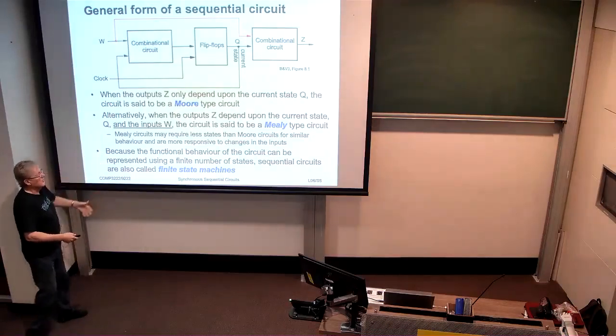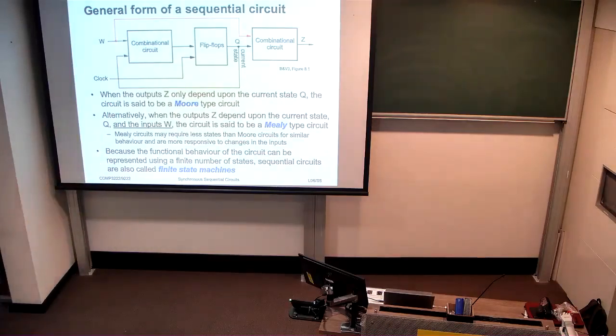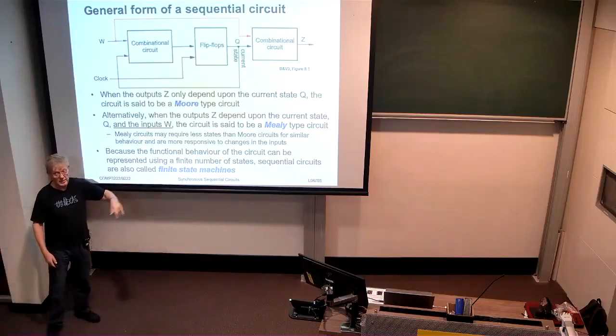The functional behavior of a circuit is defined by this set of flip-flops. Obviously, for any circuit that we build, there's a fixed number of flip-flops there, and therefore there's a finite number of states that this circuit can have. And hence another name that's given to this general class, these synchronous sequential circuits, is to call them finite state machines.